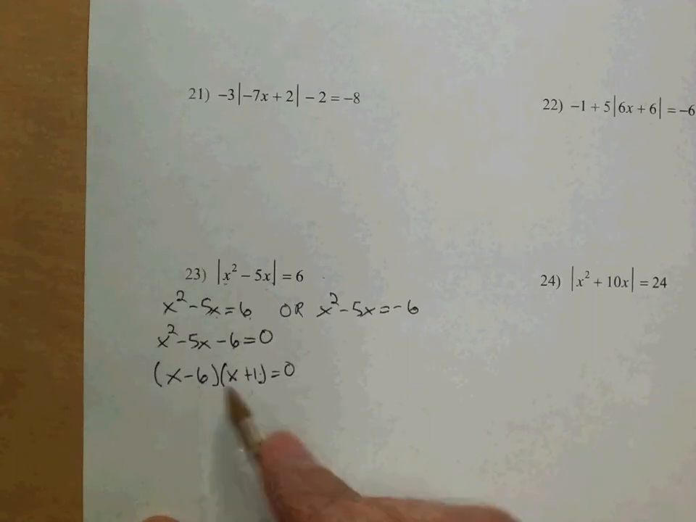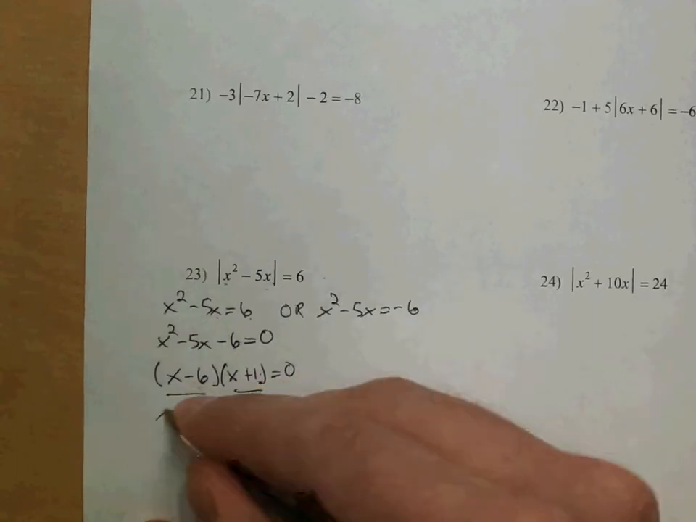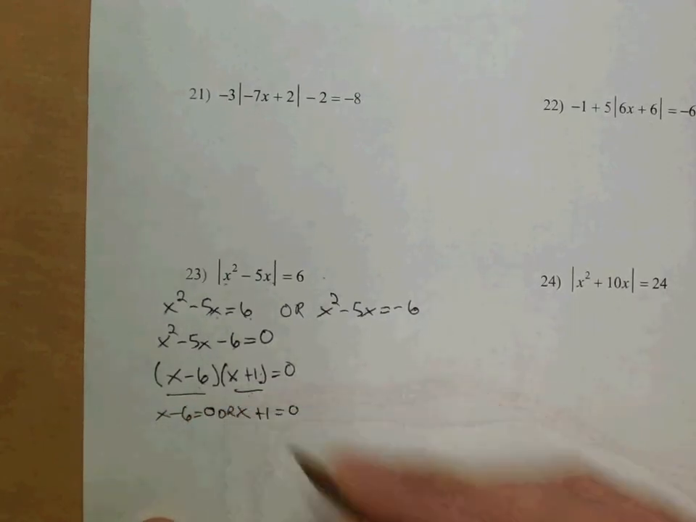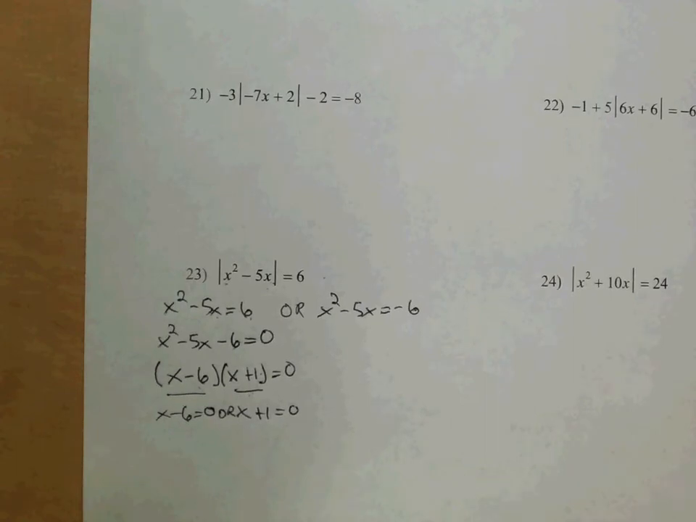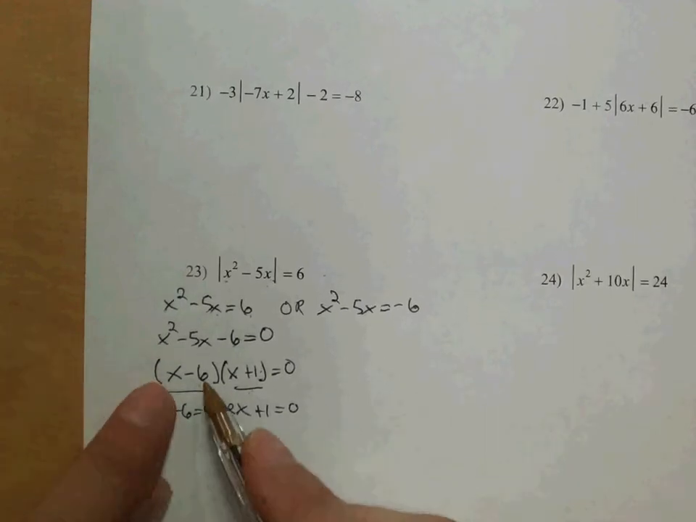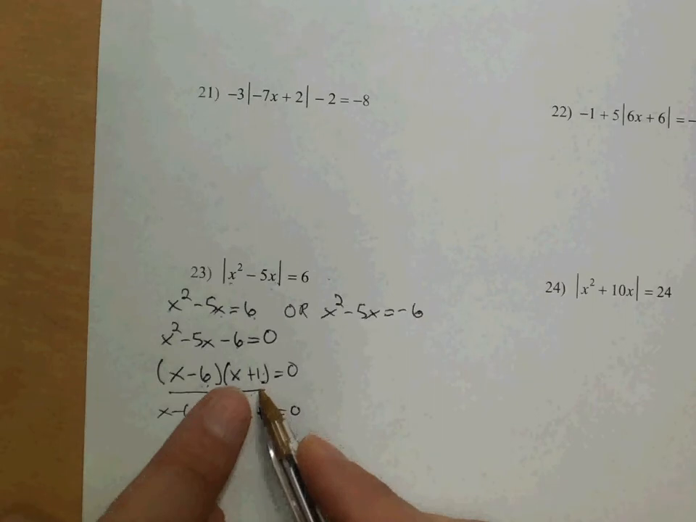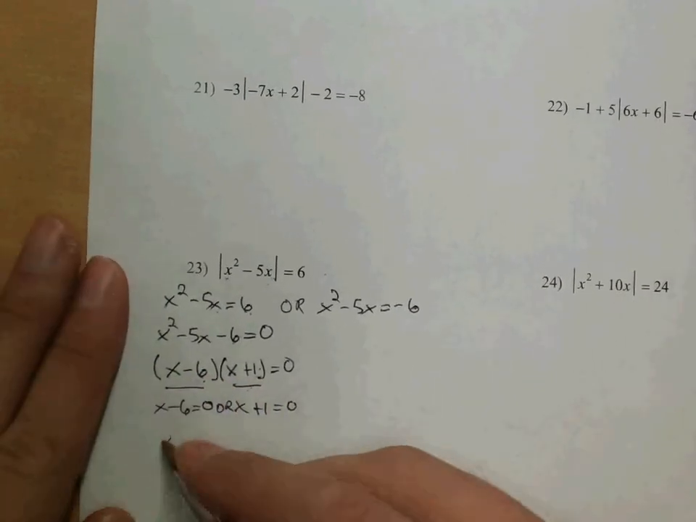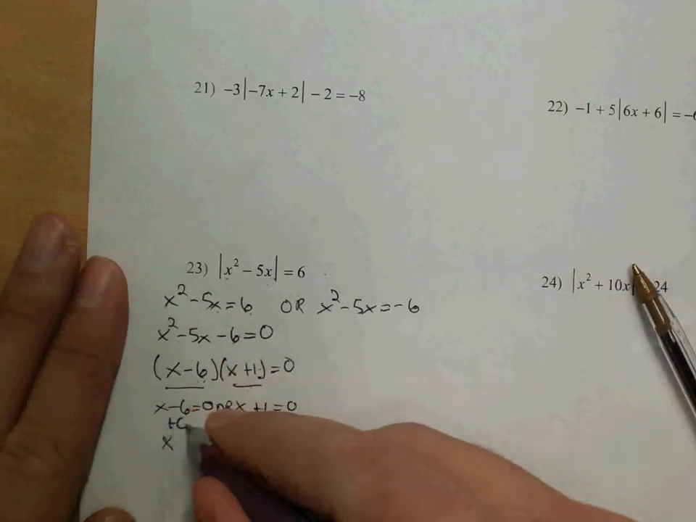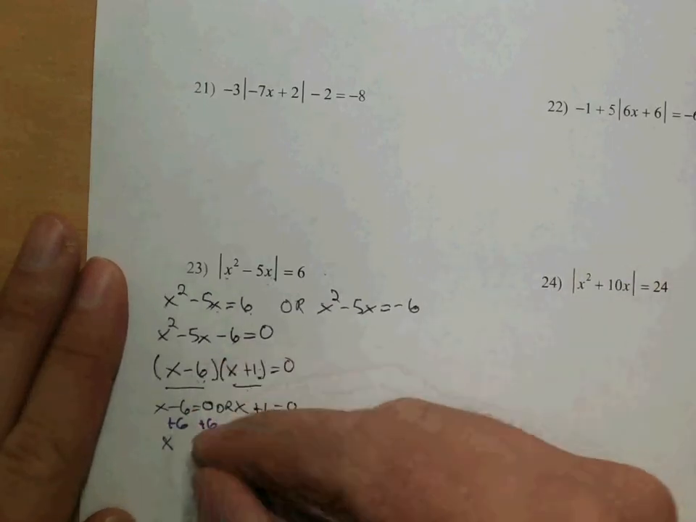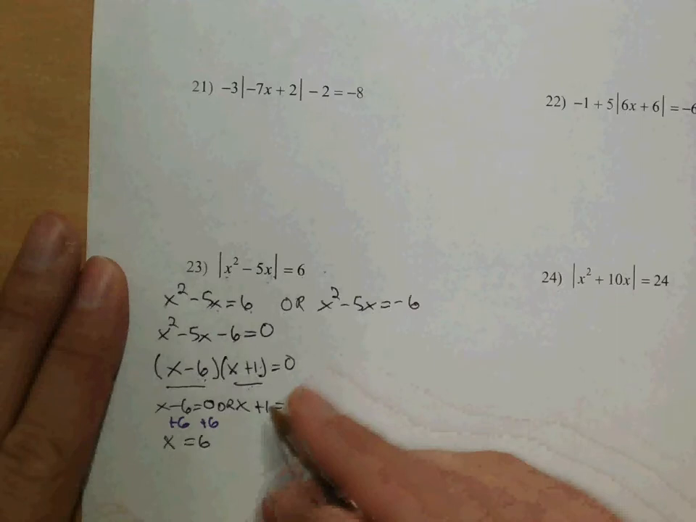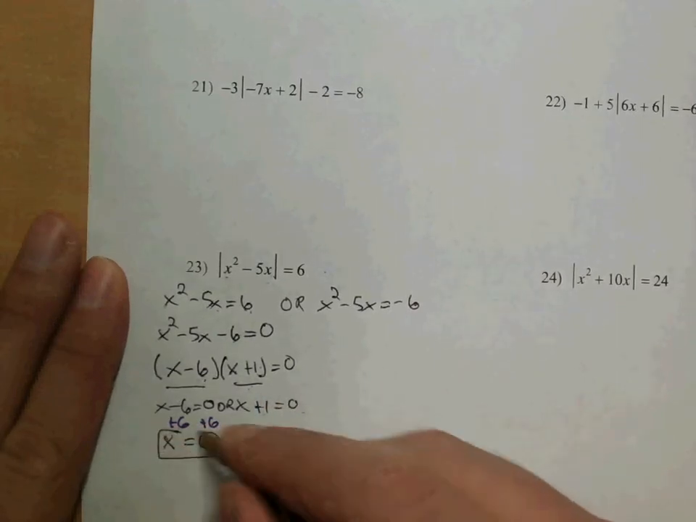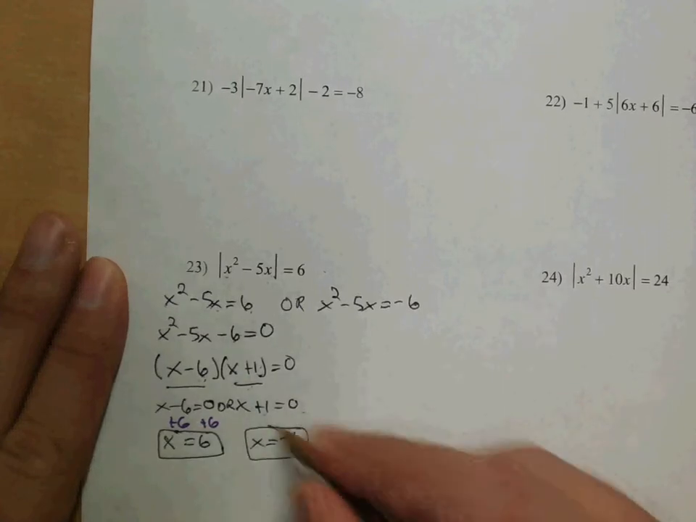Now I have two things multiplying to make 0, and so I need to figure out, when you have two things multiplying to make 0, either the first one could equal 0, or the second one could equal 0. This is kind of like absolute values, where you split it up into two possibilities. Either this first factor is 0, or the second factor is 0. Either way, you'll have 0 times something, which gives you 0. To solve this, we just add 6 to both sides, and we get x equals 6. Here, we subtract 1 and get x equals negative 1. So x could equal 6, x could equal negative 1.